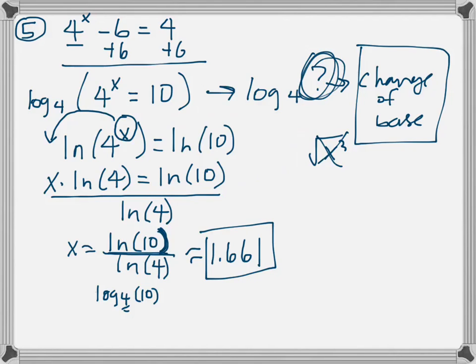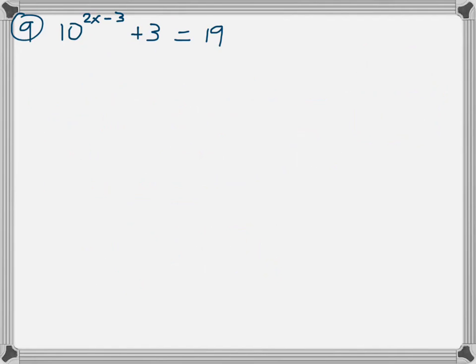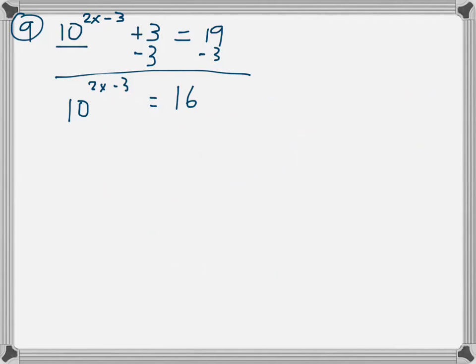Let's move on to question number 9. 10 raised to the 2x minus 3, plus 3, is equal to 19. So again, isolate the exponential term. Let's subtract the 3 from both sides. So I have 10 to the 2x minus 3 is equal to 16.